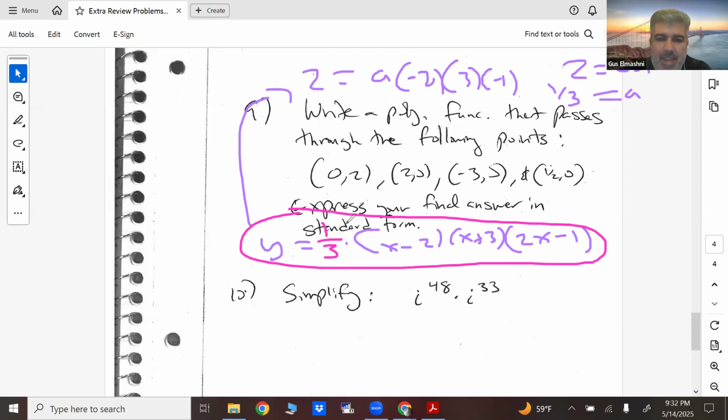Standard form, that's kind of crazy. I don't think I'll ask you to do that. 5 for 10. That's I-81. And remember, you have to divide that by 4 and see what the remainder is.